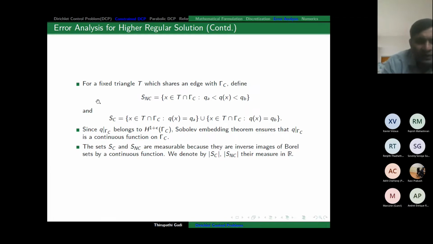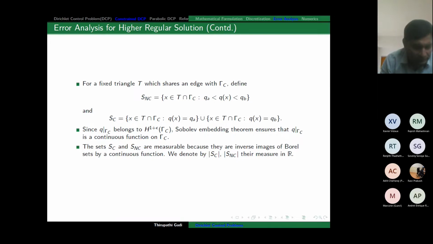So we have the triangulation, and we take any triangle that has an edge on the boundary gamma C, and define this set: X is inside T intersection gamma C. So this is basically the points on the boundary edges sitting on the contact part. This X will be in the set when Q at X is strictly linear. This is for the continuous problem.